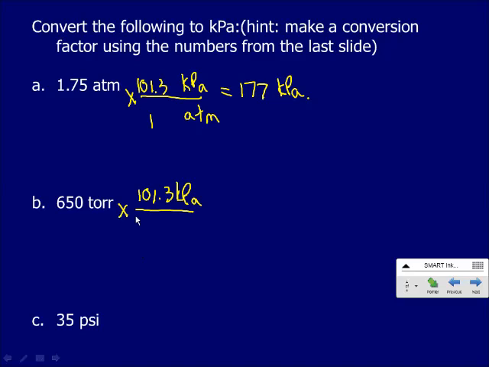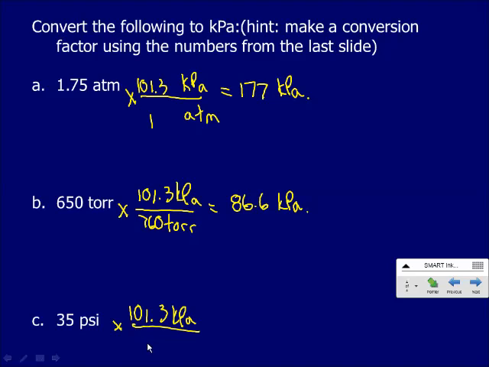What's going to go on the bottom of this one if I want to convert it? Carissa? Yep, 760 torr. Again, 3 significant digits throughout this. Yep. 86.6 kilopascals. We like it? And the last one, again, 101.3 kilopascals.